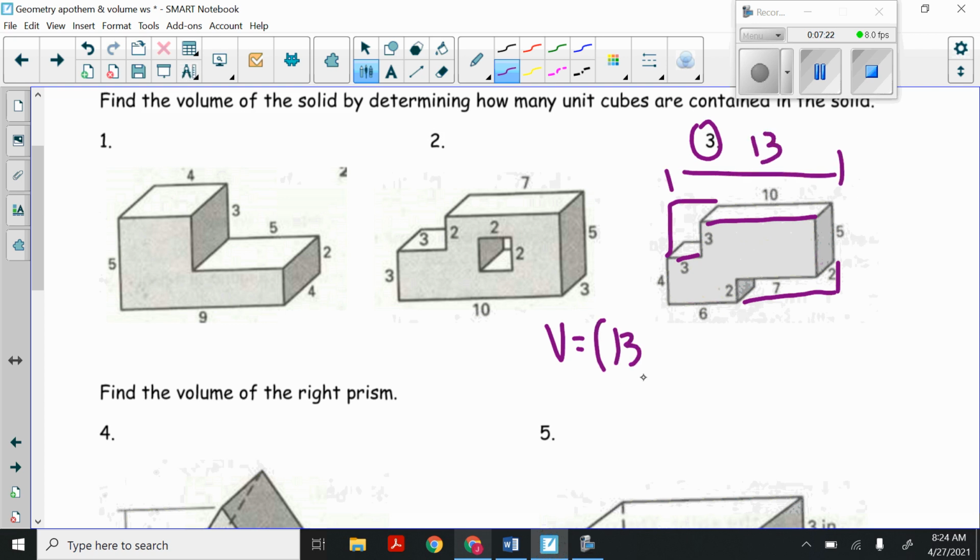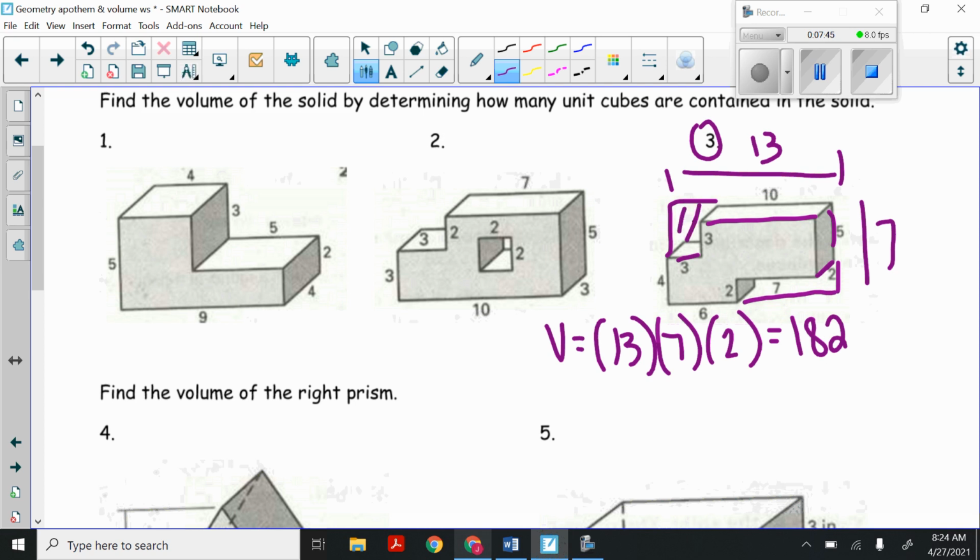So we've got 13. This is 5, this is 2, so the entire side over here is 7. And then our width, we see we are 2 inches deep. So 13 times 7 times 2 gets us the entire volume, which is 182. Now we need to take this section out of that. So we're going to have 182 minus, let's find the volume of this little area up here.